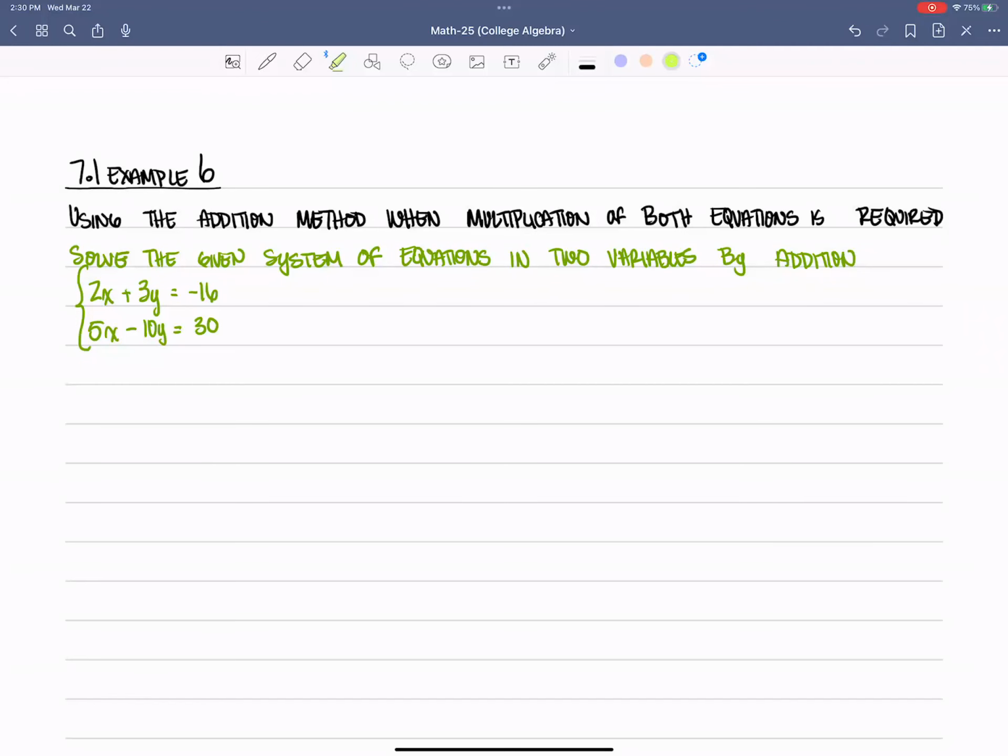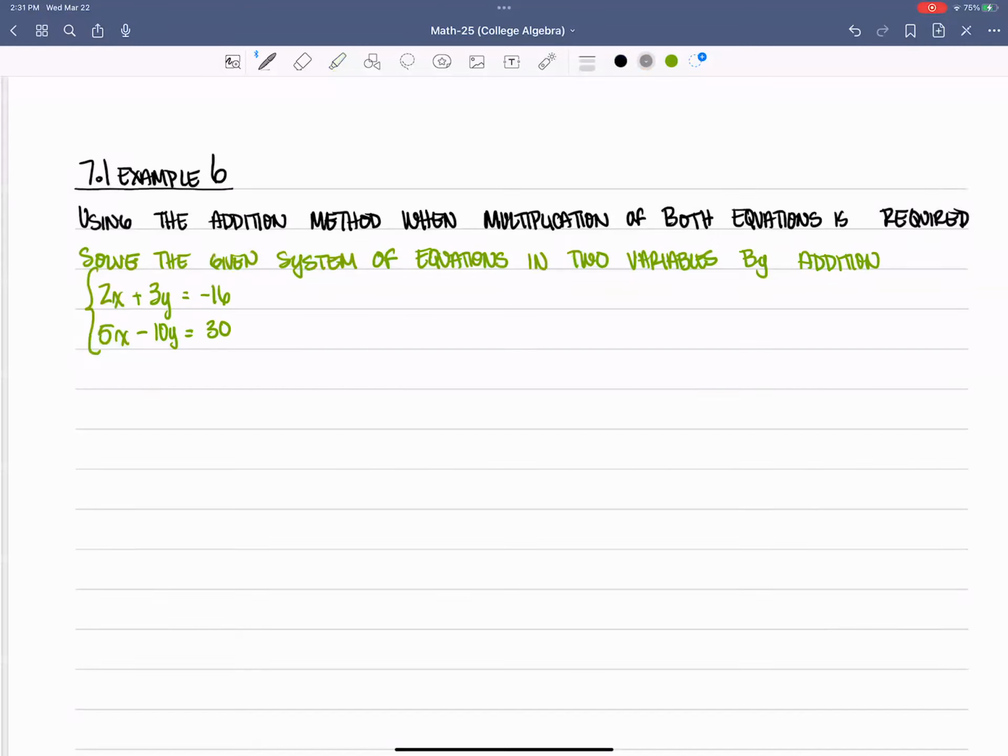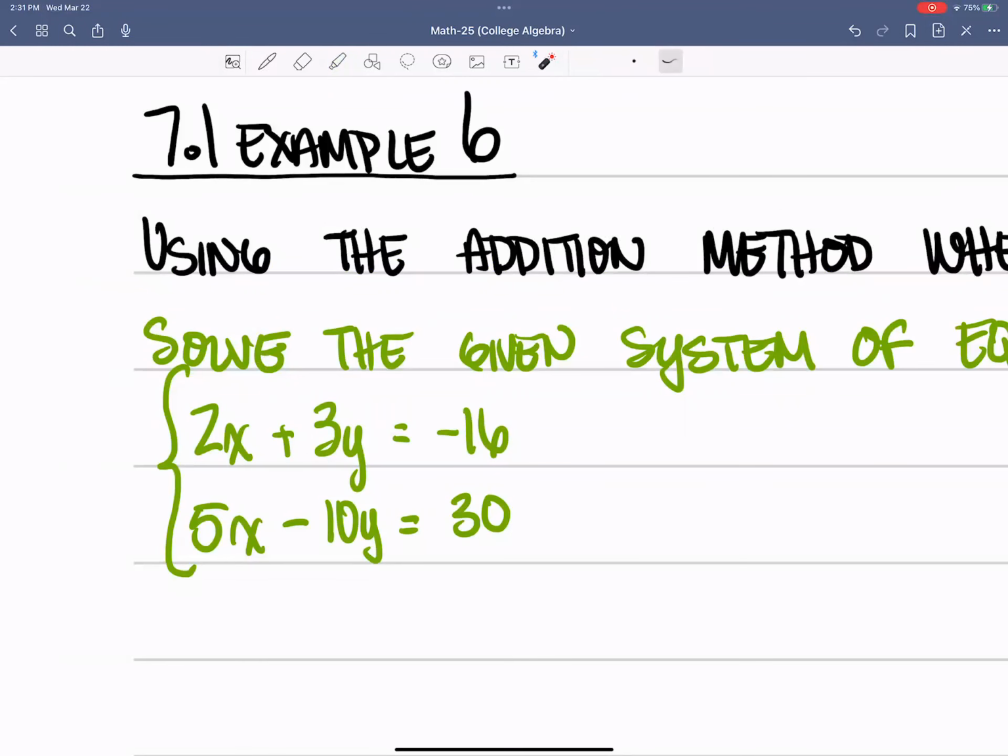7.1 example 6, using addition method when multiplication of both equations is required. Solve the given system of equations in two variables by addition. So again, this could be called addition or elimination method. Either one is fine. But let's take a look at this one. 2 is not a multiple of 5, 3 is not a multiple of 10. So we're kind of forced to do some ugly work here.